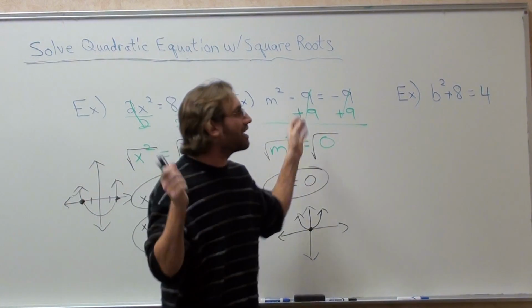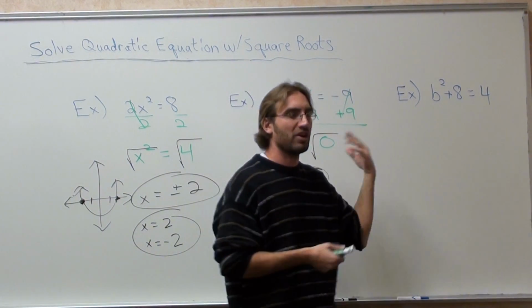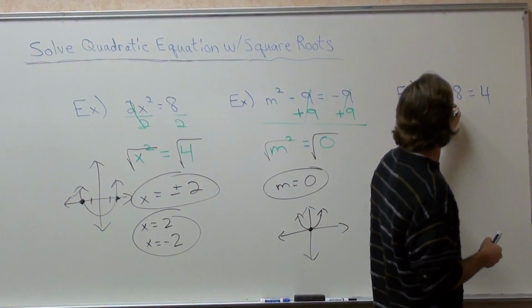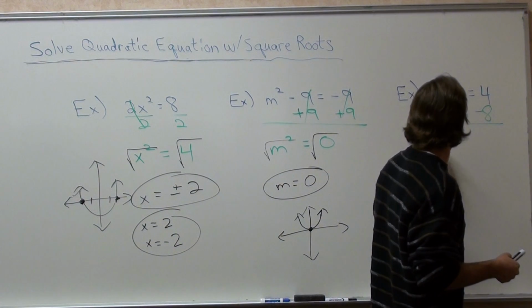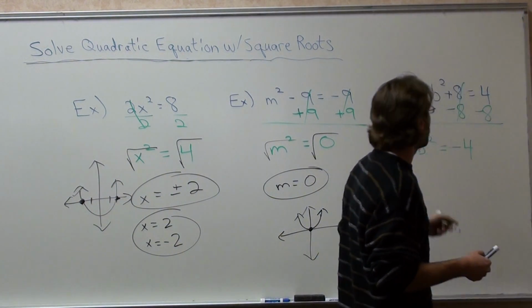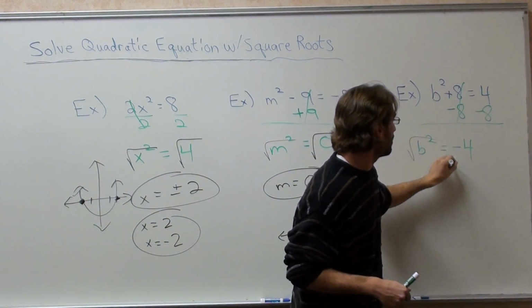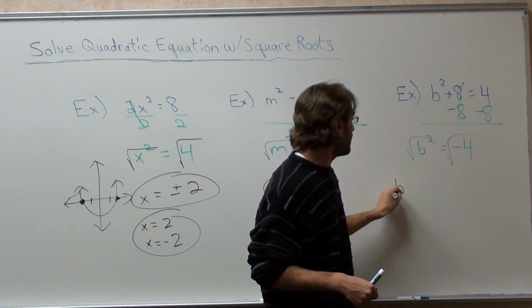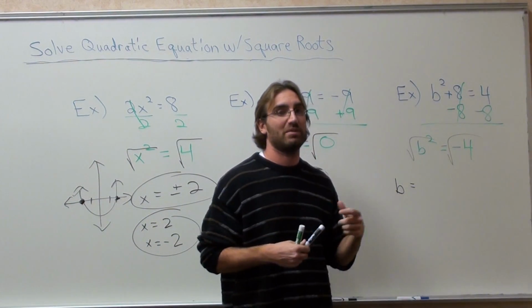And the last one, you want to get everything without a variable on one side, everything with a variable squared on the other. B squared equals negative 4. B equals, you can't take the square root of a negative number unless we're talking about imaginary numbers.